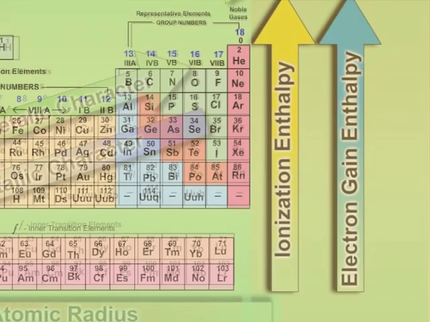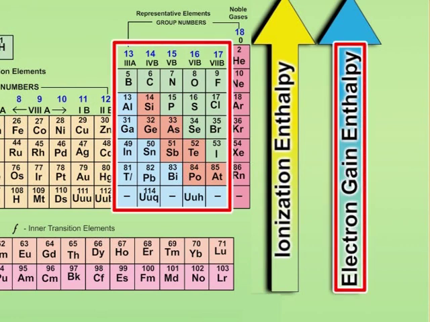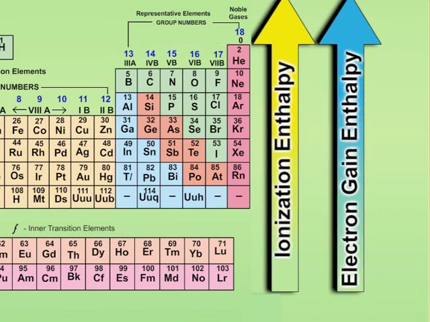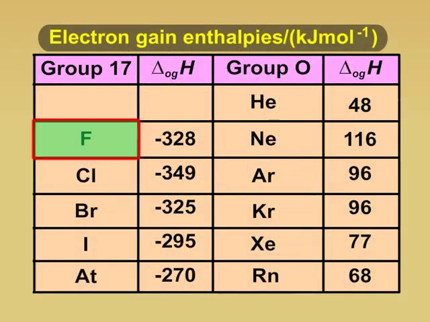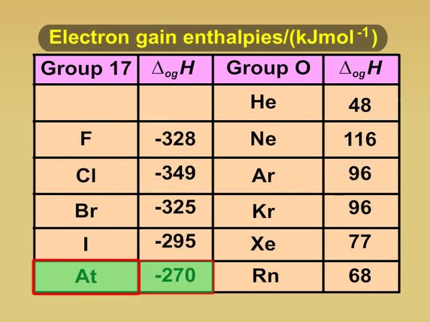It may be noted that electron gain enthalpies have large negative values towards the upper right of the periodic table preceding the noble gases. You can see on the screen that fluorine has electron gain enthalpy value of minus 328, chlorine minus 349, bromine minus 325, iodine minus 295, astatine minus 270.